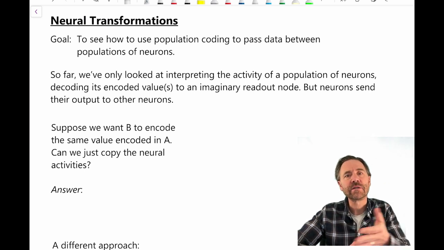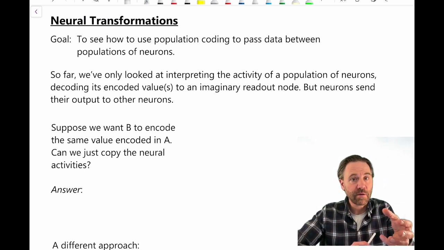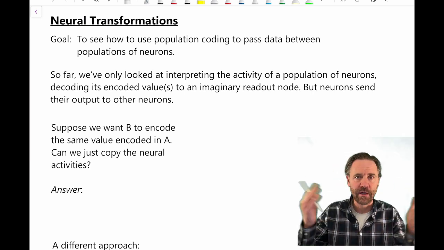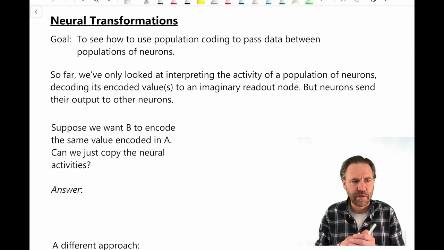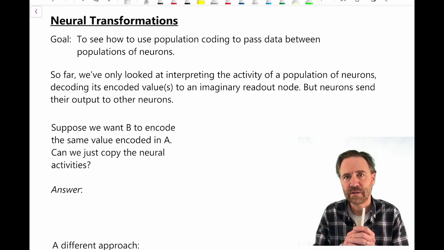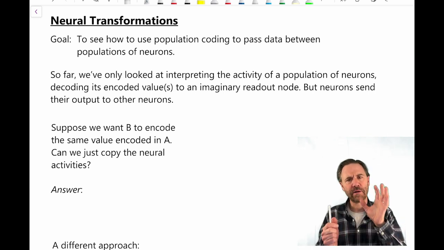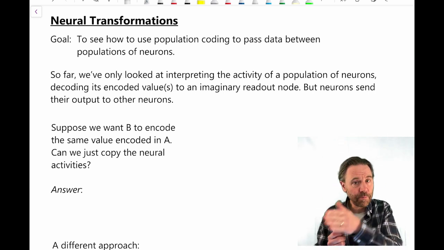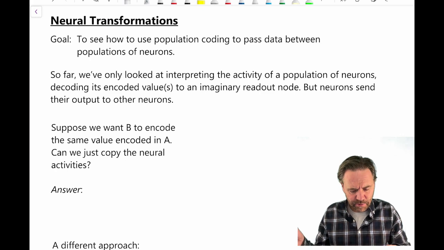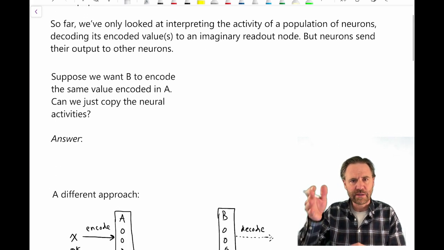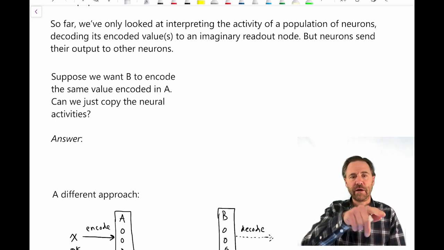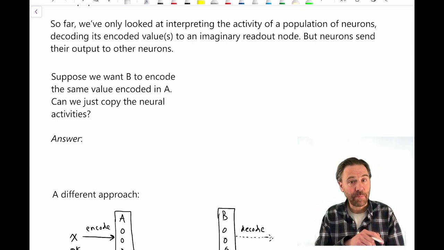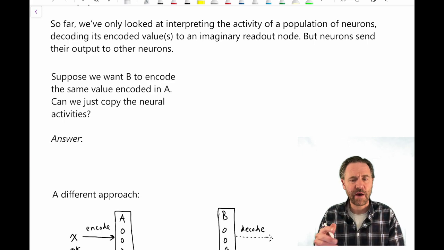but really what we want is populations of neurons communicating with other populations of neurons, doing processing as you go down the line. And at some point, maybe a population of neurons causes some sort of motor output or some sort of storage event or whatever, and some sort of behavior. Okay, but for now, we're going to talk about transforming data from one population to another. So suppose we want to encode the same value that's encoded in A, encoded in B. Suppose we want B, a population of neurons, to encode the same value encoded in A.